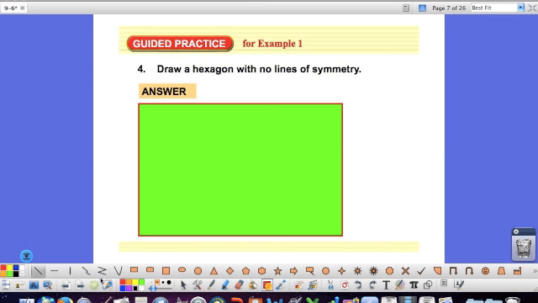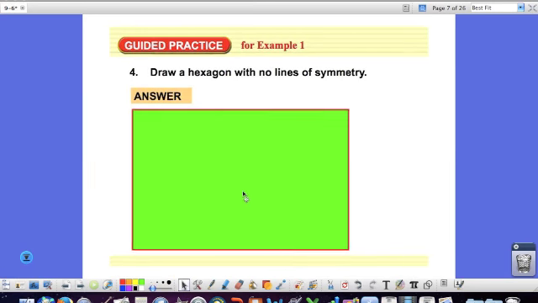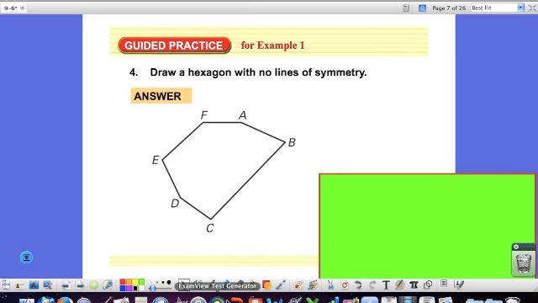Draw a hexagon with no lines of symmetry. There's lots of ways to do this, but that would be an example there. Just a very irregular hexagon with no sides congruent. You could do that and have a hexagon with no lines of symmetry.